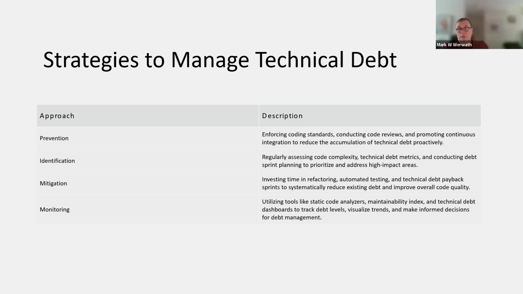Automated testing helps you get through testing debt, so you can actually get through the testing regime faster and more completely, right? Technical debt payback sprints to systematically reduce existing debt. So put this into your sprint planning, put this into your agile approach. So it's not just the new features that you're scheduling, right?